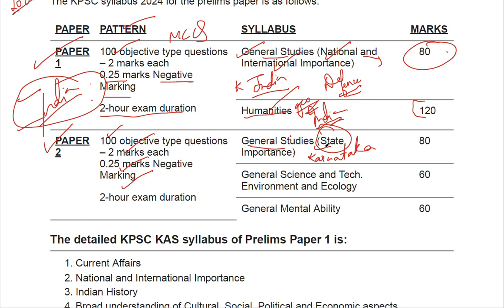What are the important issues for Karnataka? What is going on in Karnataka? What are the problems existing in various sectors? So this is going to be of 80 marks again. As you can see, it is going to be 80 marks.